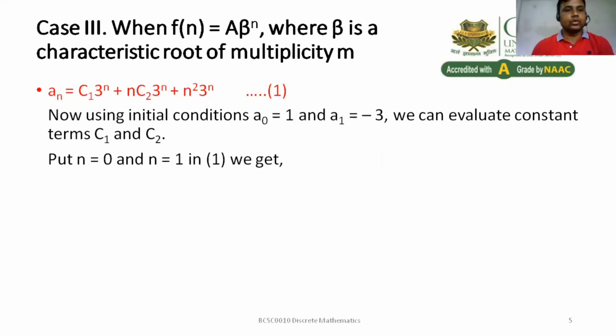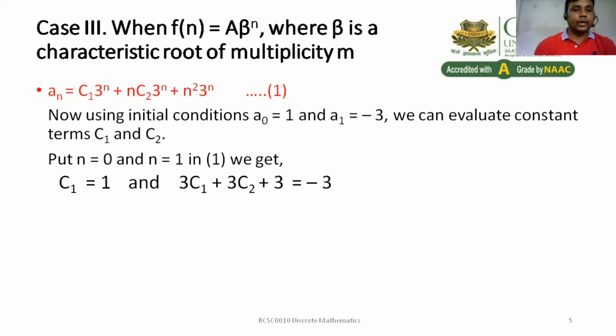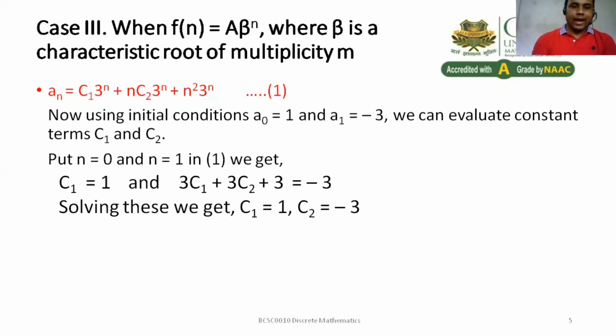If you put n equals 0, you get the value of a0. In the same way, if you put n equals 1, you get the value of a1 from equation 1. So we put n equals 0 and n equals 1 to get these two equations: c1 equals 1 and 3c1 plus 3c2 plus 3 equals -3. After simplifying, you get c1 equals 1 and c2 equals -3.